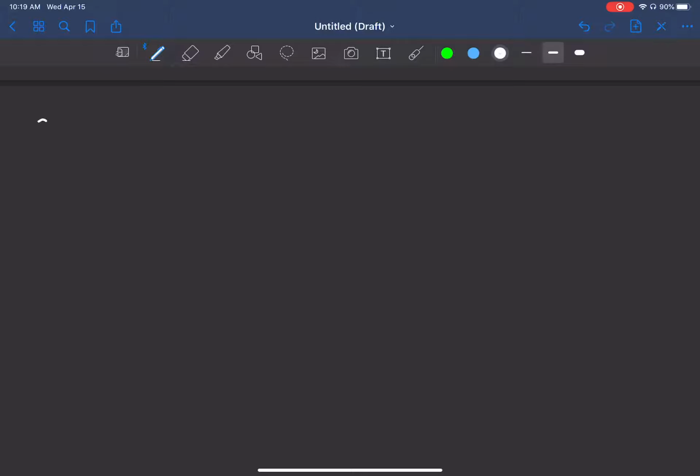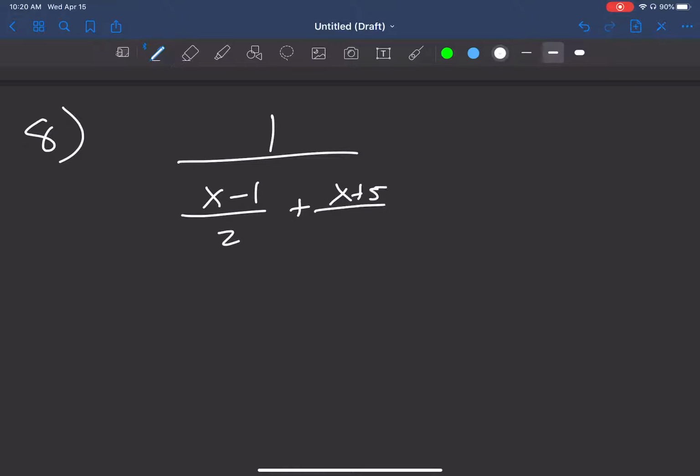Okay, now let's look at 8. We're saying x is greater than 1. Which of the following is equivalent to x minus 1 over 2 plus x plus 5 over 3? Which of the following is equivalent to this? Okay, so again, let's just look at what we have here in green. This is just going to be fractions adding fractions. So let's pretend like we just have that problem.